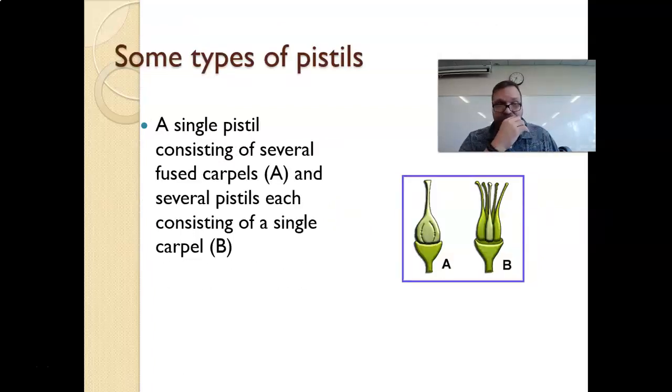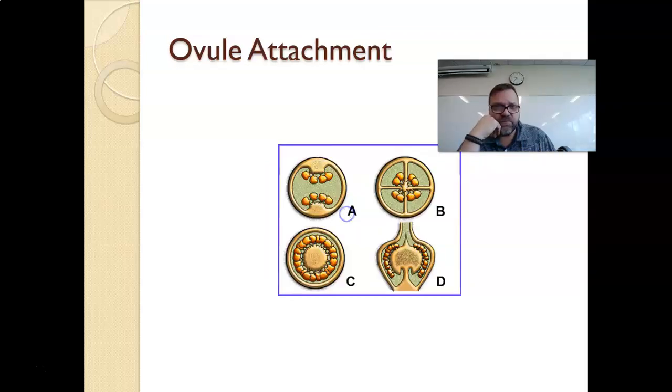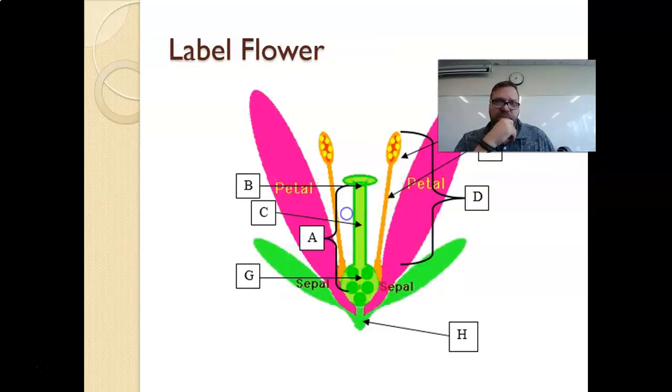Types of pistils. Single pistil consisting of several fused carpels, A, and several pistils each consisting of a single carpel, B. And the positions, it can either be A, where it's kind of sticking out, B, where it's kind of down underneath, and C, where it's kind of fully attached. And this is what the ovule can look like, A, B, C, or D. Again, these are not in your notes. It's okay. We're just going to look at it and go through it.